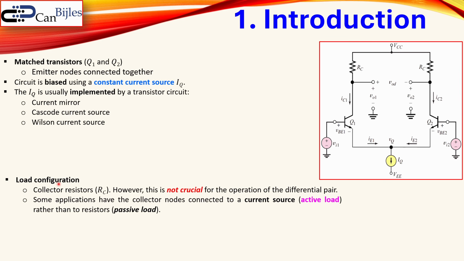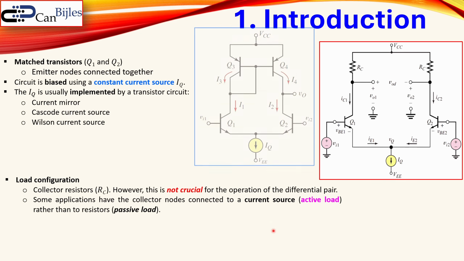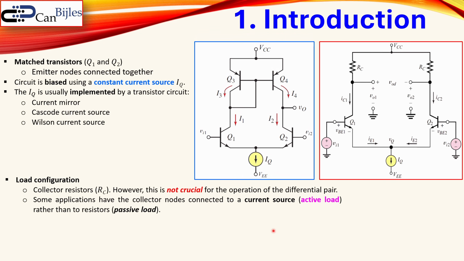Now the load configuration here, where we see an RC, doesn't have to be a pure resistor. So this is not crucial for the operation of our differential amplifier. For some applications, the collector nodes are actually connected to an active device, which is also called the active load. It can be connected to a transistor configuration, can be BJT, can be any other active load configuration. So in this case, we have an RC, so that means a passive load, but you can also have an active load. And that active load is now shown here, so you see an example of it.